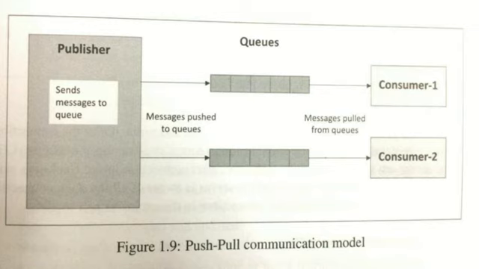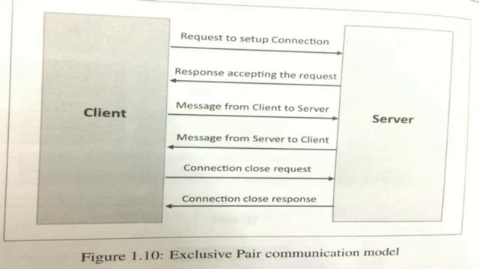We know the real meaning of push and pull. When a message is inserted into the queue, we call this a push. When a message is read from the queue, it is called a pull. This is like a pair. When you use push, automatically there will be a pull. So this is the push-pull communication model.